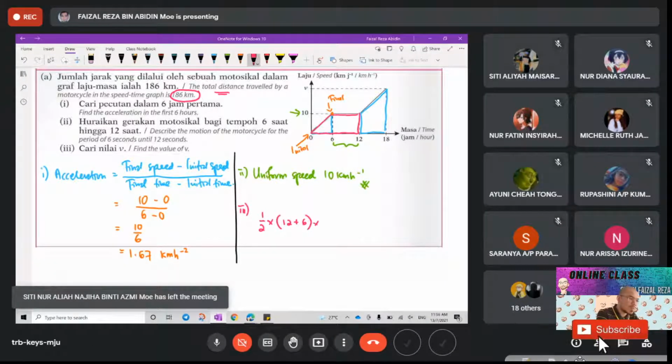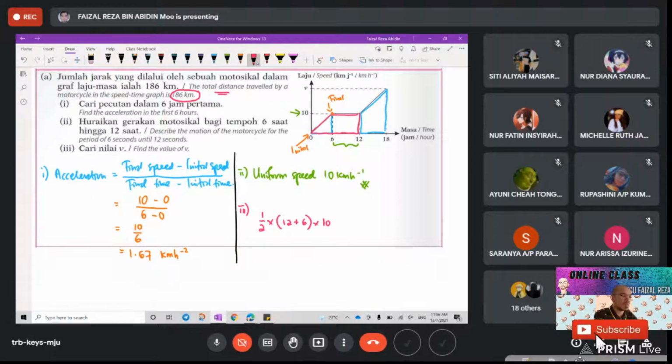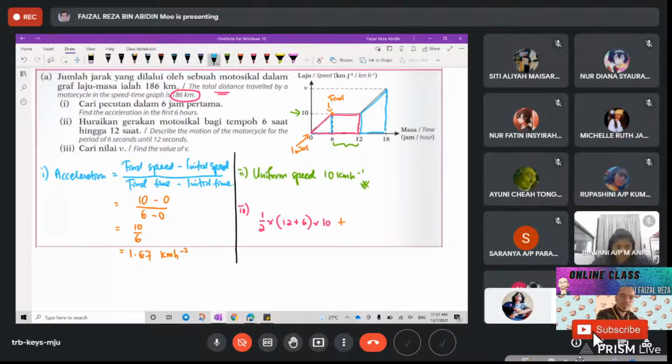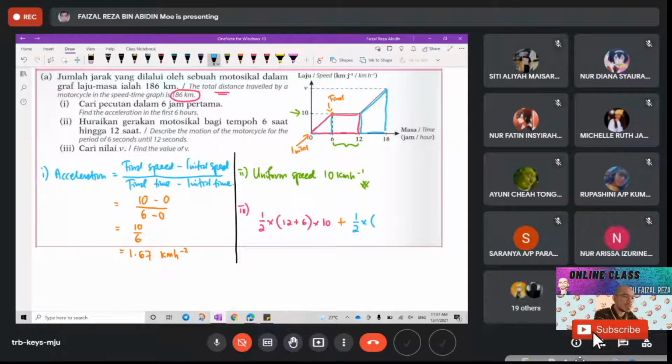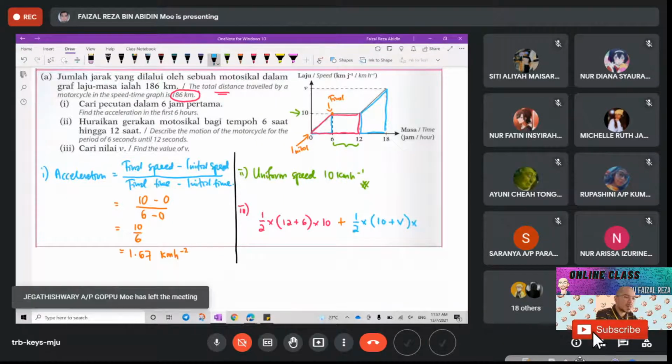Okay, times with our height there is going to be 10. That's going to be our trapezium for the first one. And plus with our other trapezium, which we have over here, is 1 over 2 times with our parallel line here, which is going to be 10 and V. Okay, 10 and V there. Times with our height over here, 18 minus 12, you are going to get 6.